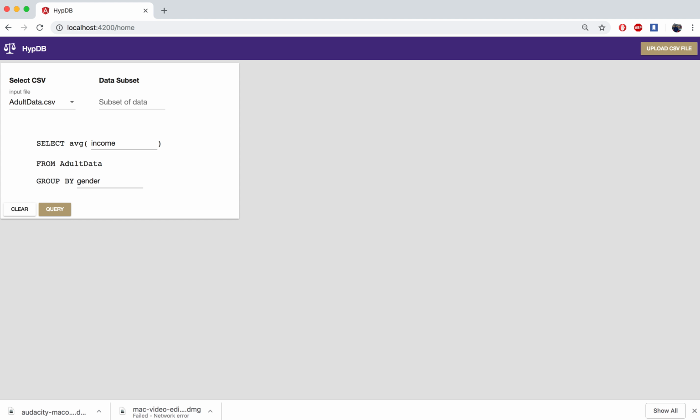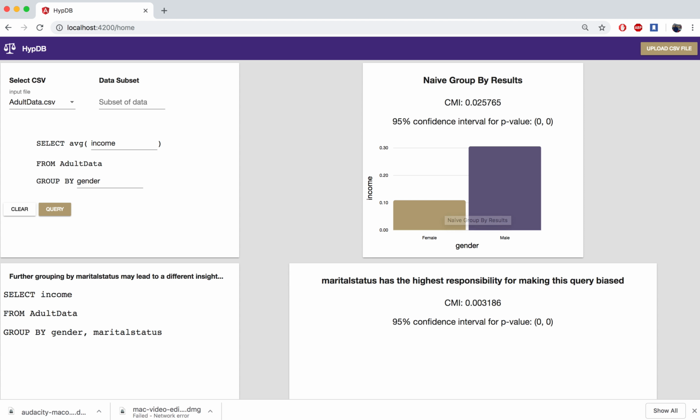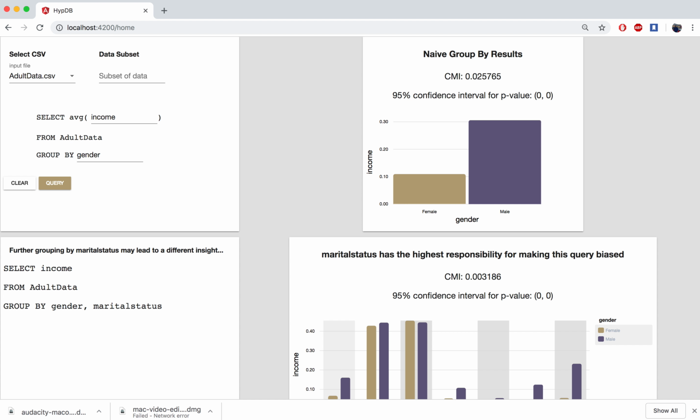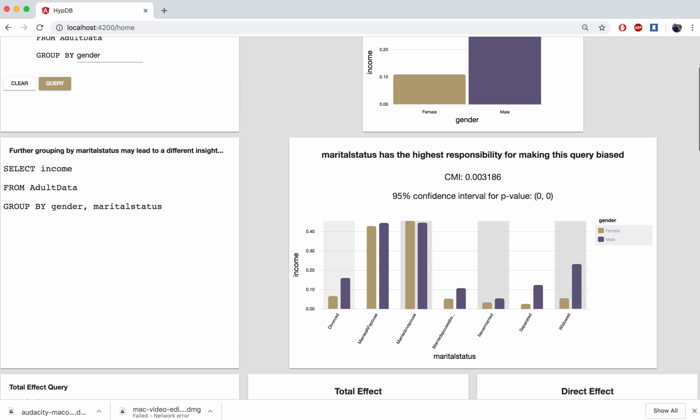Now to replicate these results, let's use HypDB to compute the effect of gender on income using this simple group-by query. Let's do that. As you see right here, the results of this simple SQL query indeed suggest a huge disparity against females. But not surprisingly, HypDB detects that this query is actually biased, and there are other confounding variables such as marital status and occupation that we need to account for.